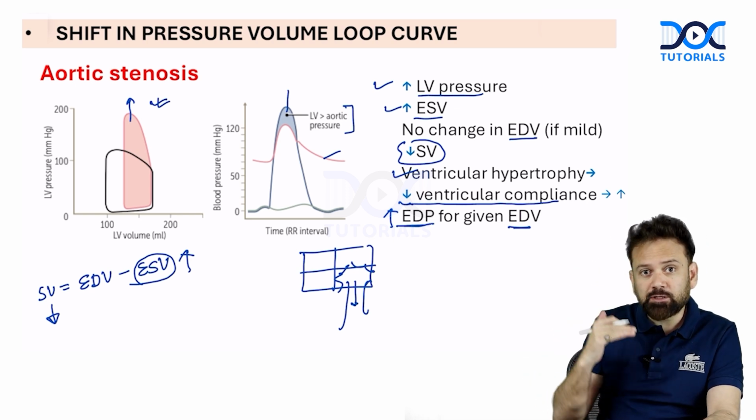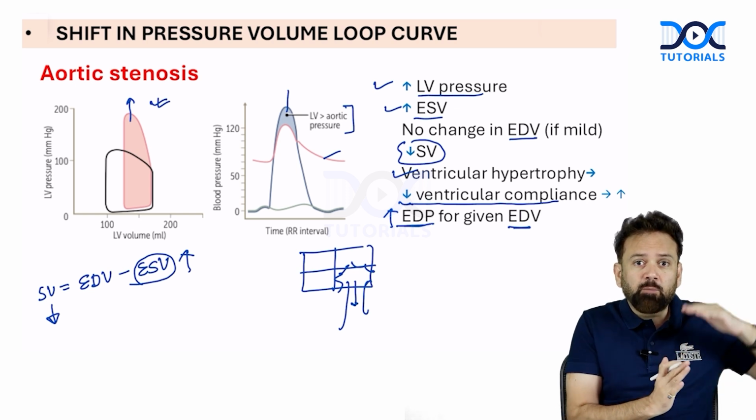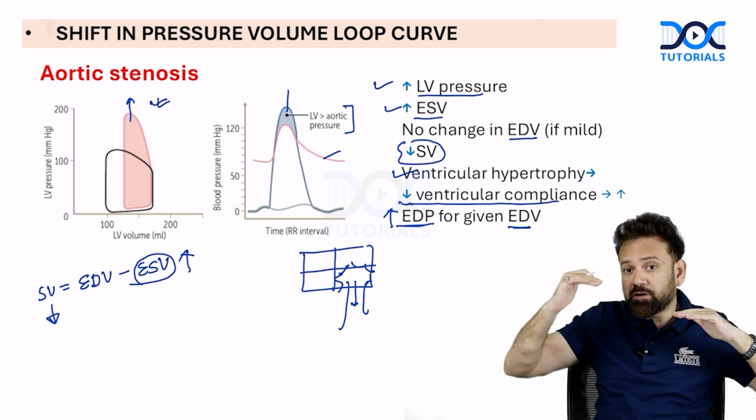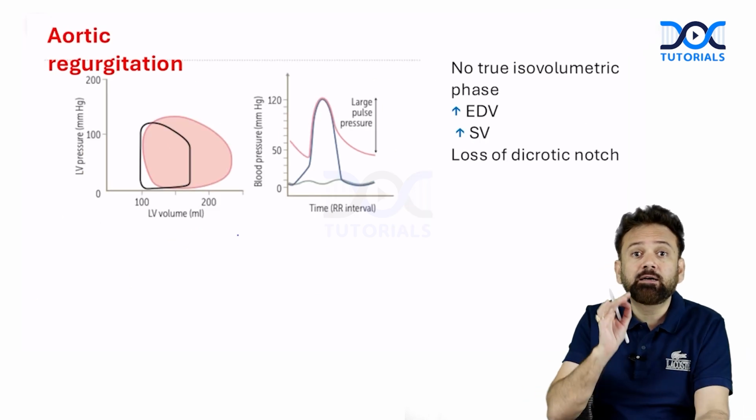I hope every point is clear. We have discussed every physiology regarding aortic stenosis, not only the pressure volume loop curve. The pressure volume loop curve is only this much, upward shift. But what are the different physiological changes happening in aortic stenosis? Things are clear. Now, second, aortic regurgitation.